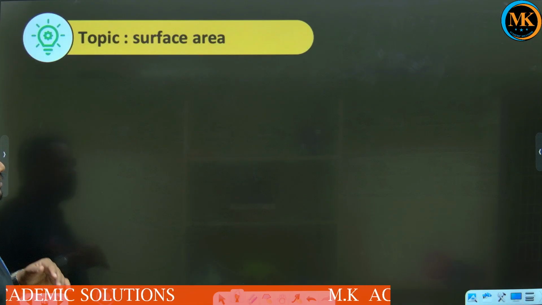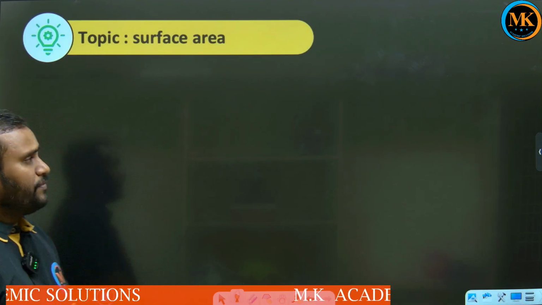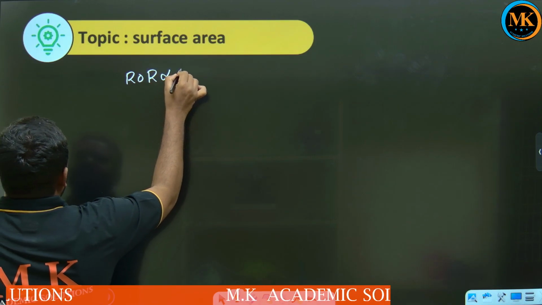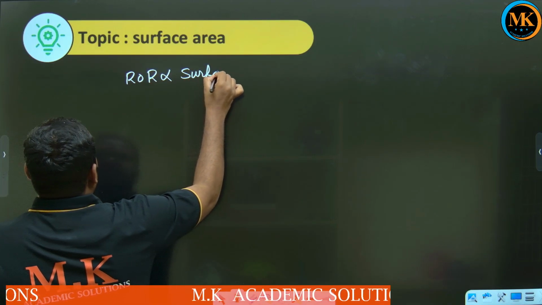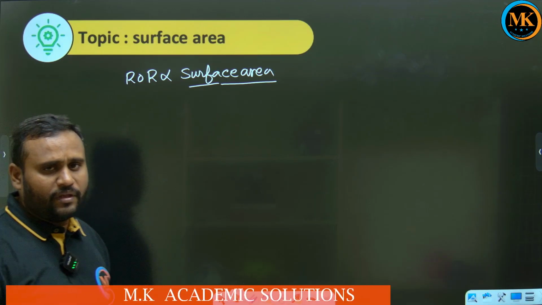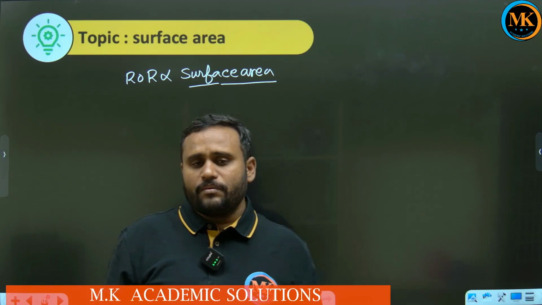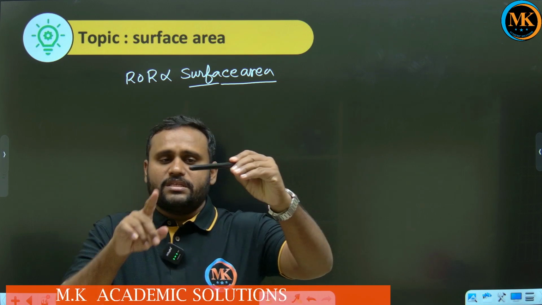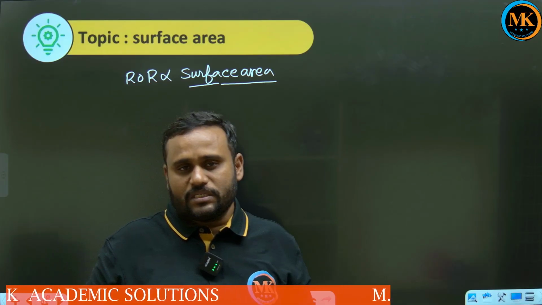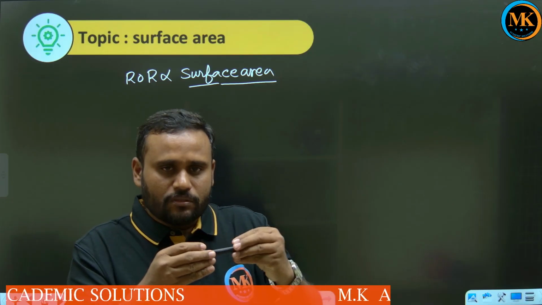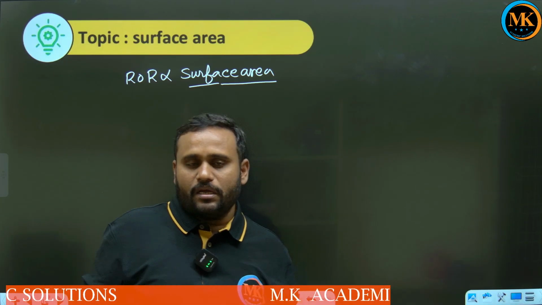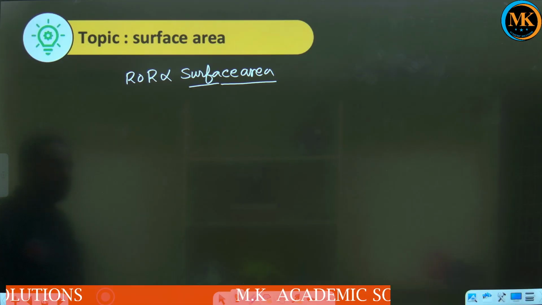Okay, next we will see the topic surface area. Generally, rate of reaction is directly proportional to surface area, which means if the surface area increases, the rate of reaction also increases. So what is the meaning of surface area? For example, on this marker, all the places we can see are known as surface area. If I make it into pieces, we can see more places, which means more surface area. Surface area increases, rate of reaction also increases.